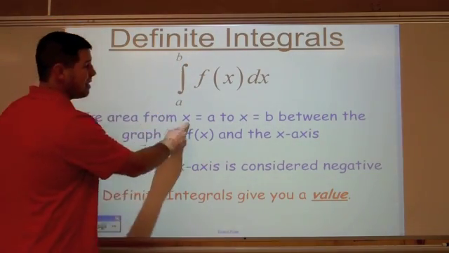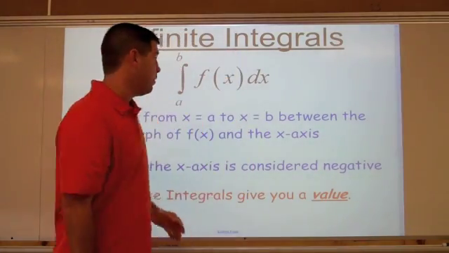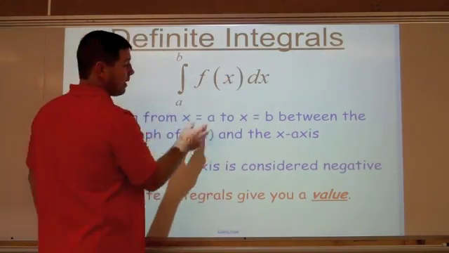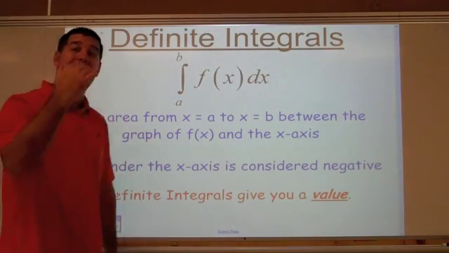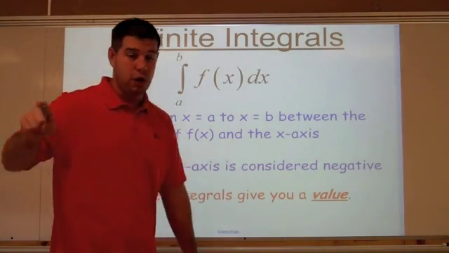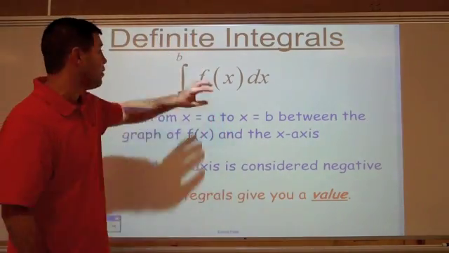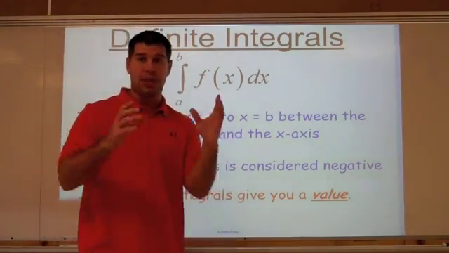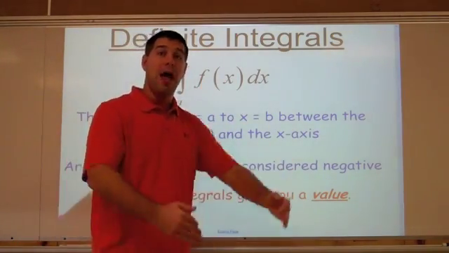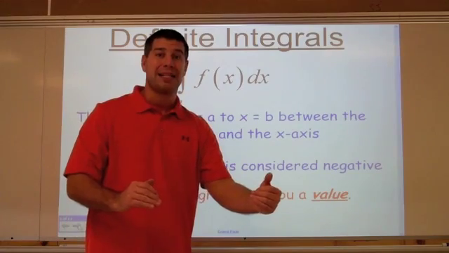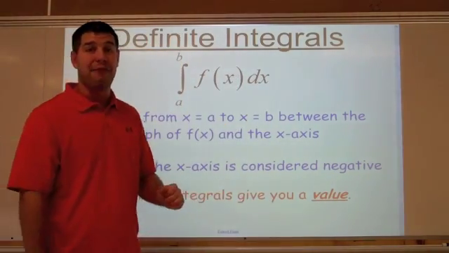So the area from x equals a to x equals b, those two vertical lines, between the graph of f of x and the x-axis. If you have a curve that's below the x-axis, the value of that definite integral is said to be negative. So you would still find the area, but the value of the definite integral would be a negative number. Area under the x-axis is defined as a negative value when it comes to calculus and definite integrals.